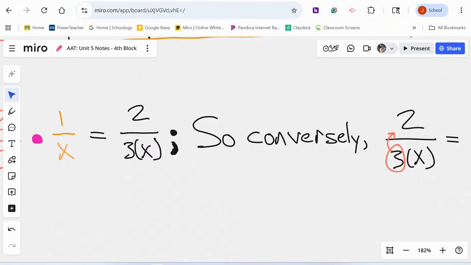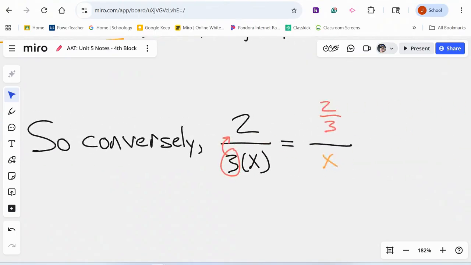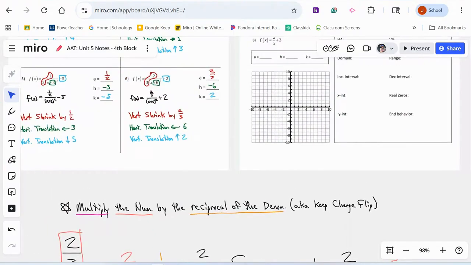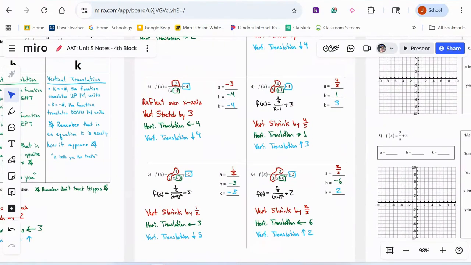So conversely, we can reverse this process. If we see a factor of 3 in the denominator, we can always move that up to the numerator and write, instead of 2 over 3x, we can write it as 2/3 over x. And that is exactly how we have to think of these values. And these are the situations where our a value is going to be less than 1, and we're going to have a vertical shrink.